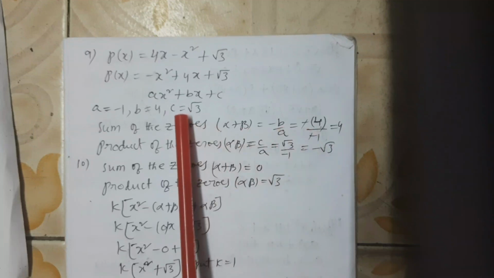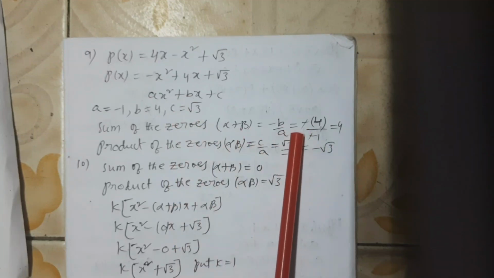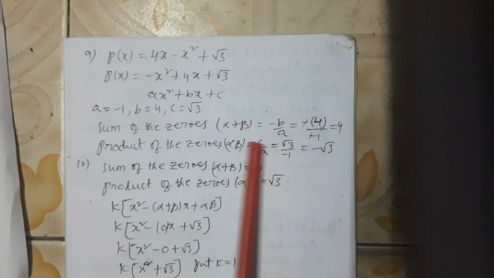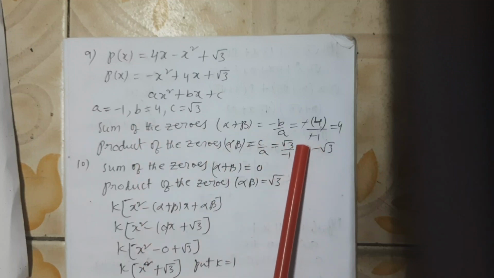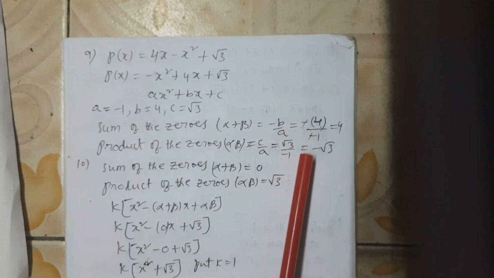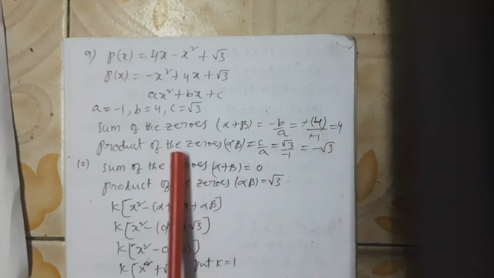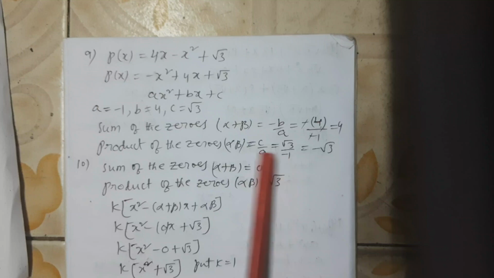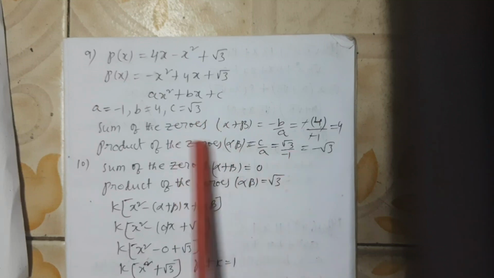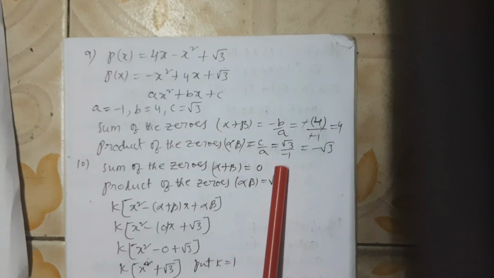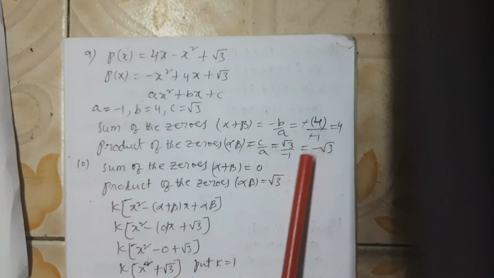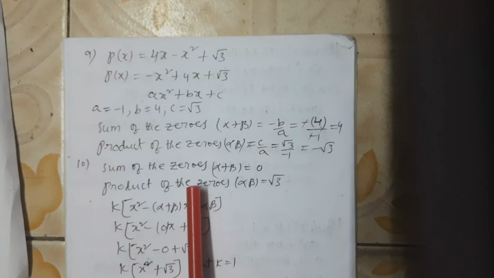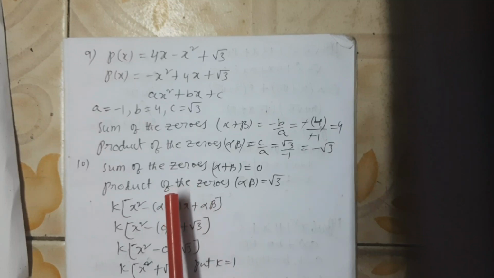So in the formula, this is minus 4 by a value, minus 1. Denominator and numerator minus get cancelled. So 4 by 1 means 4 only. Product of the zeros, alpha beta, is equal to c by a, means that c value root 3 by a value minus 1. The denominator should not keep negative values, so I am keeping the minus value. Minus root 3 by 1 means minus root 3 only. That is the answer.